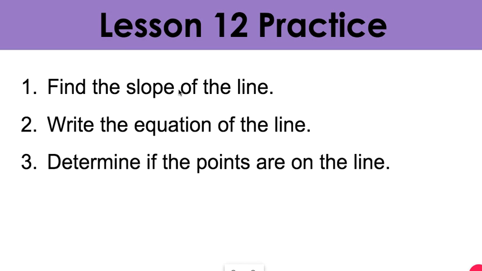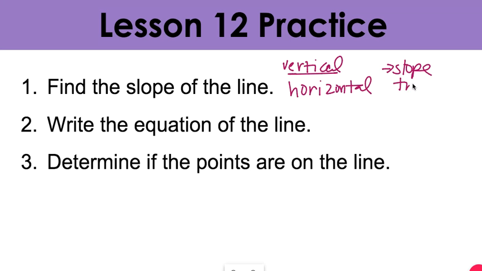With each of these questions, the first thing you want to do is find the slope of the line. That's going to be that fraction where you have the vertical distance over the horizontal of that slope triangle. Okay.